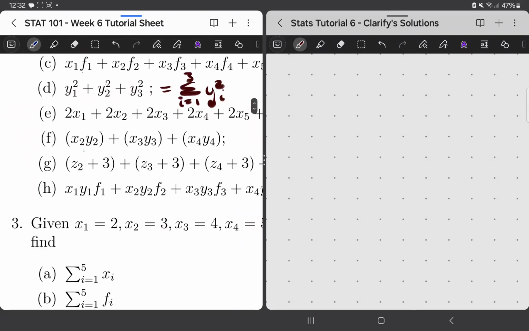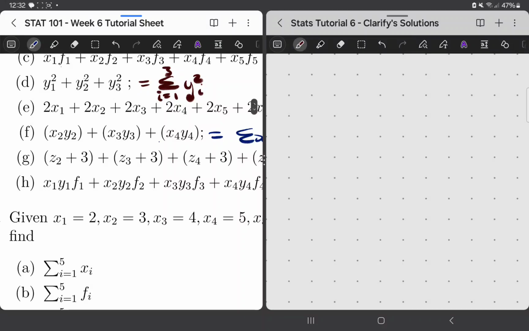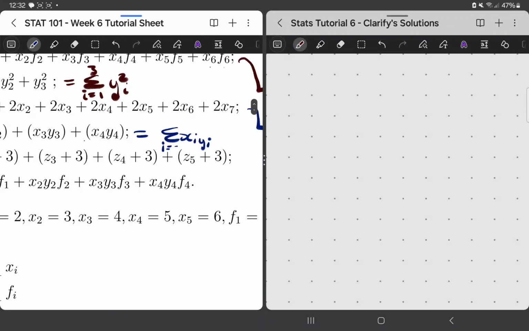All right, so here now we have x2, y2, x3, y3, x4, y4. So again, x and y are both changing. So it's the summation of xi yi. And where did they start? From 2 and end at 4. So from i equal to 2 to 4. That is where they go.